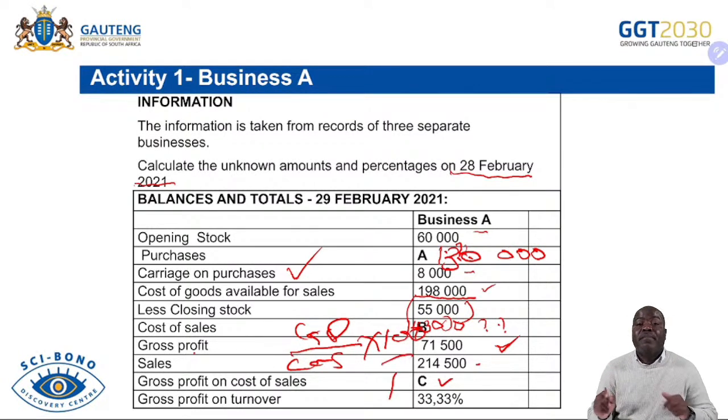Why multiply by 100 over 1? We want to convert this into a percentage. We are expressing the result of this calculation out of 100. So it's going to be gross profit over cost of sales. You multiply that by 100 over 1. Do not be scared of the algebra in this.